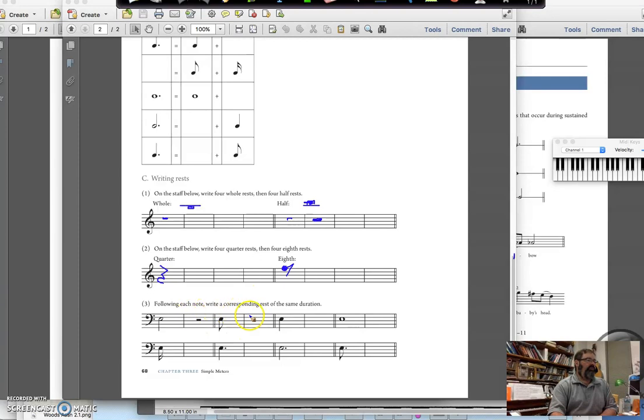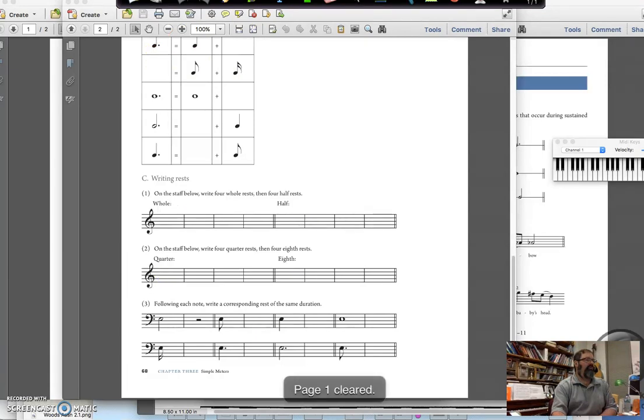Follow each note with a corresponding rest of the same duration. So there's a half rest following a half note. We need an eighth rest following an eighth note. We get it like that, and so on and so forth. Let's go into worksheet 3.3.